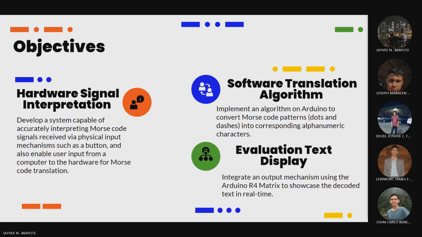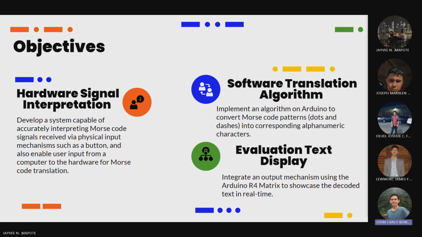And for the objectives, we have three: hardware signal interpretation, software translation algorithm, and evaluation text display. First is the hardware signal interpretation. We will develop a system capable of accurately interpreting Morse code signals received via physical input mechanisms such as a button, and also enable user input from a computer to the hardware for Morse code translation.